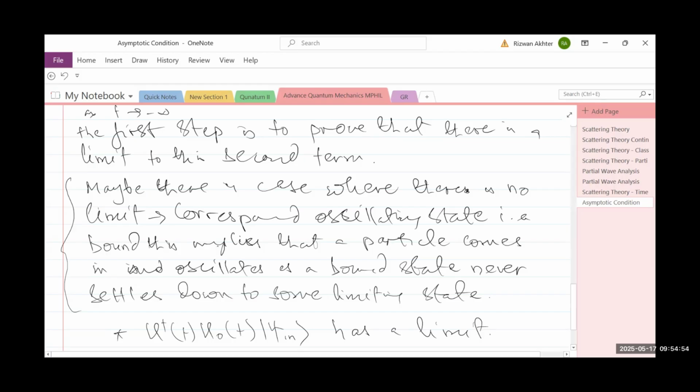So to prove that this particle has a limit, at infinitely far past or infinitely far future, the fundamental theorem of calculus can be used. And what is that fundamental theorem of calculus?